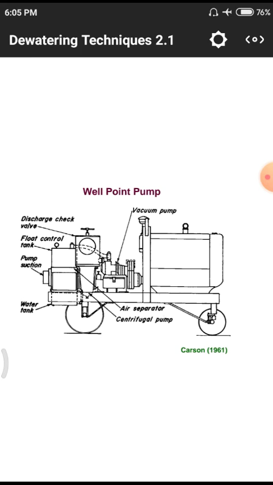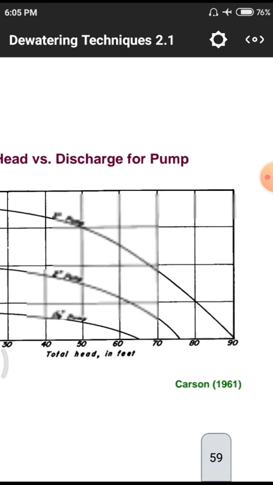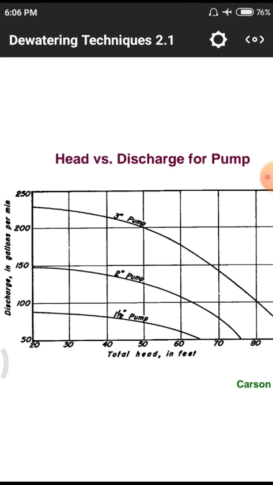Normally it is a pump. It is one kind of pump which is used to extract water from the ground. This is the head versus discharge of the pump: how we need to extract, what the values are. Here we have a total of 3 lines, that means the first stage pump, second stage and third stage.